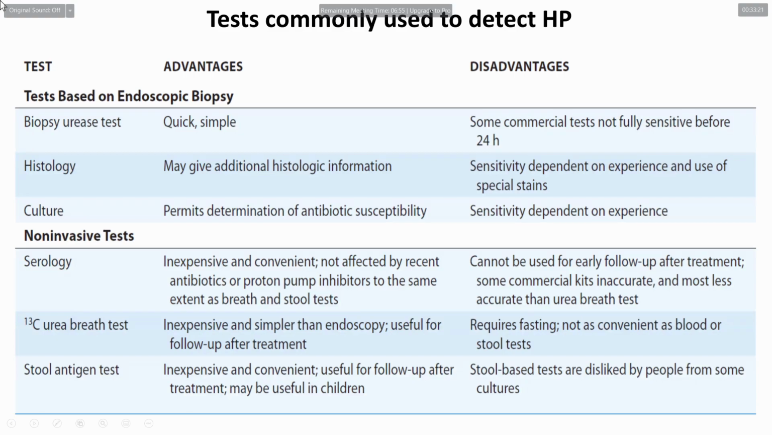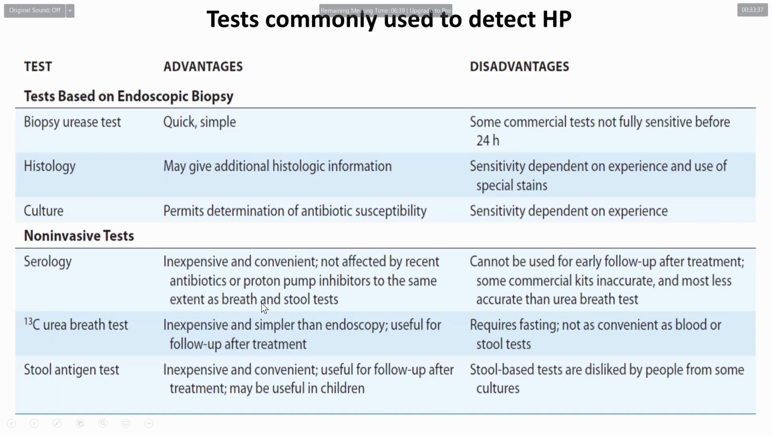Now, how do we treat it? Triple therapy or quadruple therapy? And first, let's see how we test it. What tests do we know about H. pylori? There are tests that are based on endoscopy, and there are tests that are not based on endoscopy.